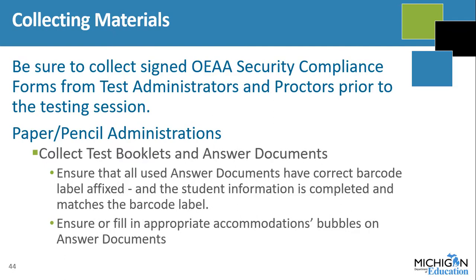For paper pencil administrations, all test booklets and answer documents must be collected. Any used answer document must have the correct barcode label affixed, and any accommodations used need to be filled in on the answer document. Also, be sure that the student information is completed and matches the information on the barcode label in the event the barcode label becomes damaged or falls off the document. The test administration manual includes detailed instructions for materials return.